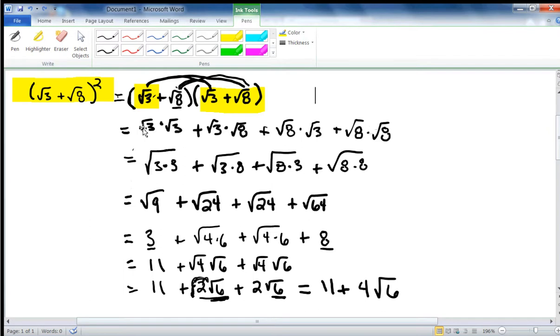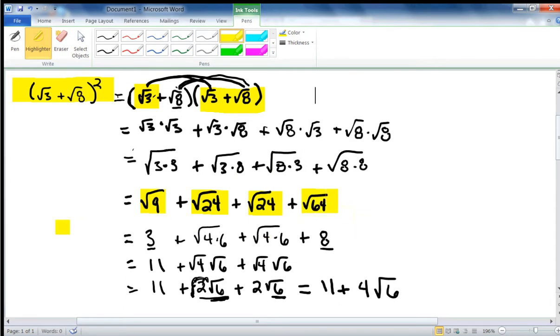Now that I've done that, since I've got two radicals multiplied together here, I can combine them together under one radical since the radicals match. So I've got the square root of 3 times 3 plus the square root of 3 times 8 plus the square root of 8 times 3 plus the square root of 8 times 8. So now if I start simplifying down, I've got the square root of 9 plus the square root of 24, again 3 times 8, plus the square root of 24, 8 times 3, and then plus the square root of 64, 8 times 8.